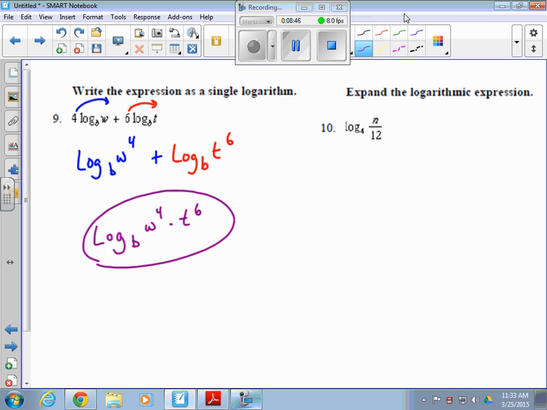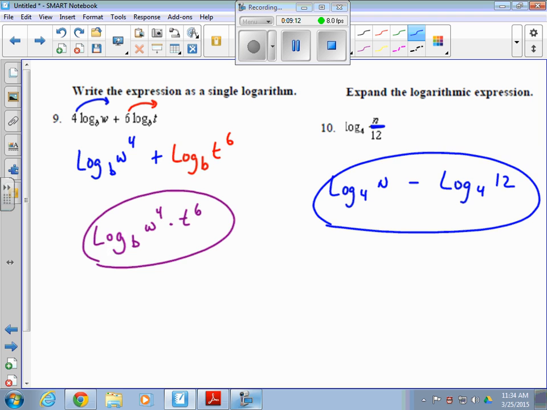For number 10, you're expanding the logarithm expression. It's division. Remember, addition pairs with multiplication. Division does pair with subtraction, though. Both of them are going to have the base log base 4. So we'll say log base 4 of n minus log base 4 of 12. That's all you can do with that one.